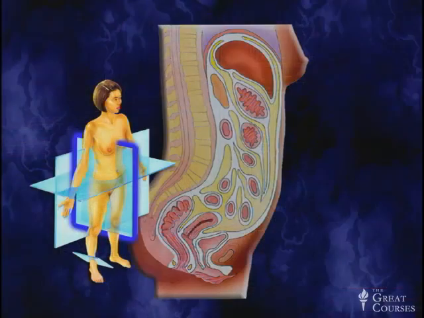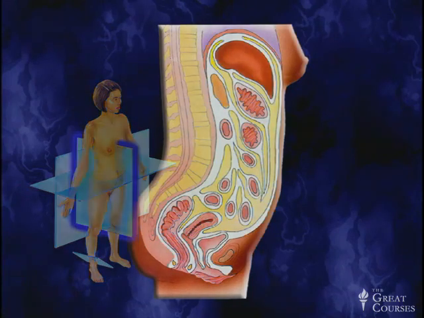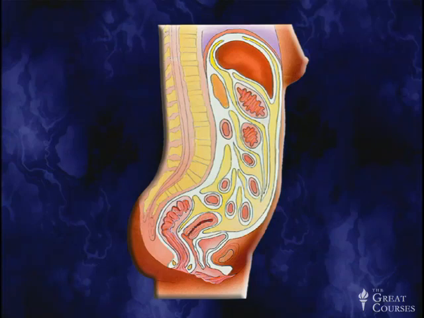In this slide, we have a sagittal section. If you remember, that's a cut that goes right down the middle of the body. And this patient is looking at us with the right side removed. The patient is facing in this direction. We're looking toward the left side, and we're seeing the abdominal cavity.